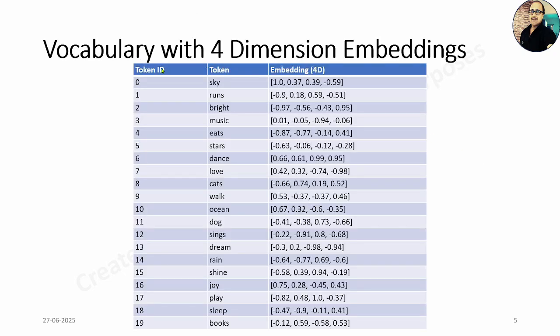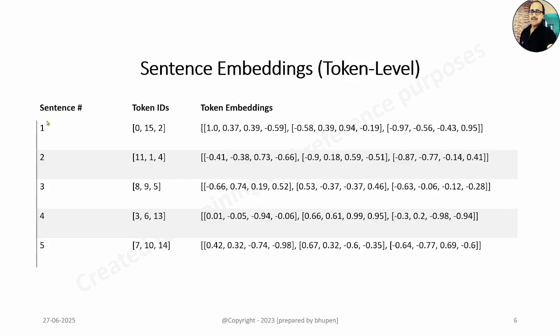Now for all the tokens that I have in this particular corpus or the demo, I will also have random embeddings assigned. If you see column number 3, which is the embedding 4 dimension, for this demo I'm using a hypothetical 4 dimension random embedding. Initially, all the tokens will be assigned random embeddings. For example, here, sentence 1, token IDs 0, 15, 2. For each token, for example token 0, this is the random embedding of 4. Token number 2, this is the random embedding of 2.